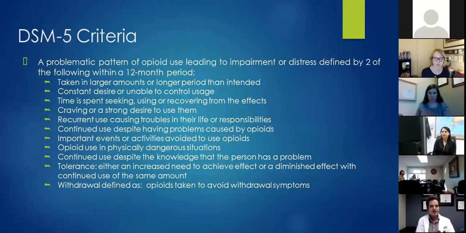naltrexone. So here are the DSM-5 criteria, kind of a long list describing opioid use disorder and what's involved. Usually it's patients that are taking more than they should be, using more often. They're often trying to seek out medication, and it affects their daily life. They start looking to do that more than trying to be involved in their regular daily life.